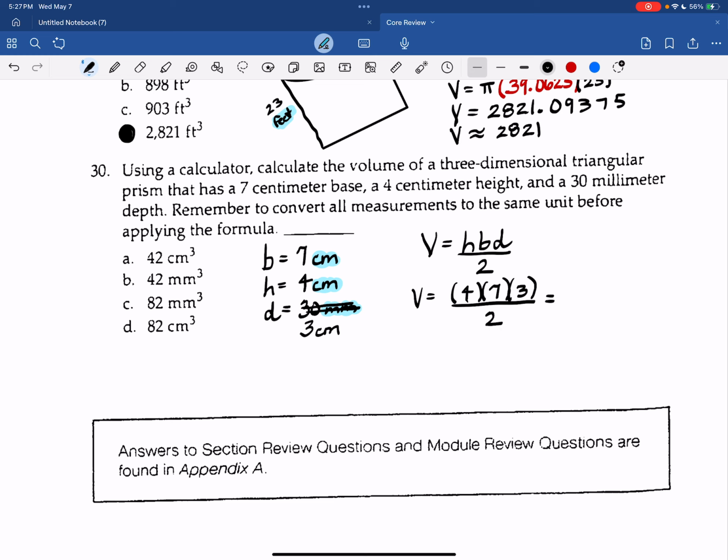So we will multiply 4 times 7 times 3, and that's 84 on the top, divided by 2 is 42 cubic centimeters. Because that's what I put into this formula, and that's what I get out of this formula. And that's the answer I'm looking for. A as in alpha. That's not an easy one.